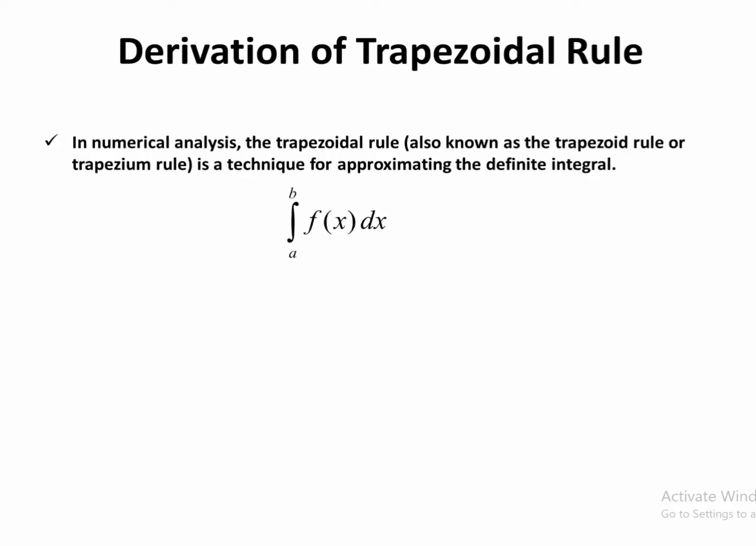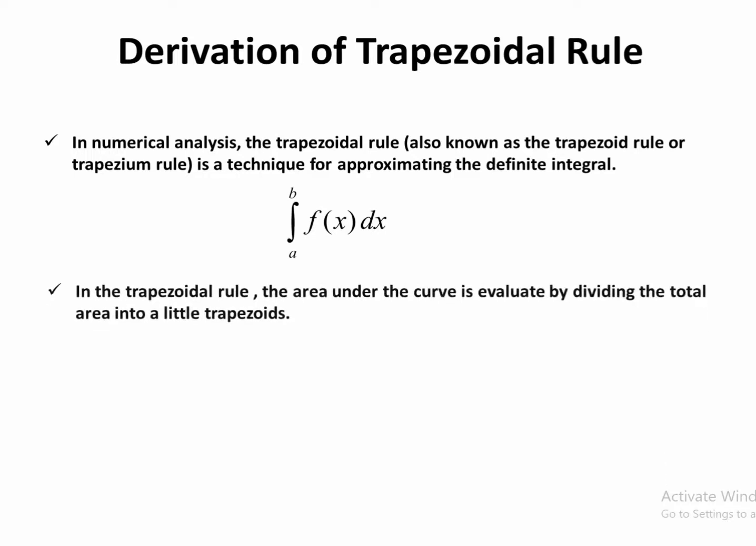Today we will discuss how to derive the trapezoidal rule equation. For the derivation of the equation, as we know, the trapezoidal rule is part of a numerical technique in which the function f of x, which is defined in the boundary or limit a to b as we show in here, has its approximate solution found by the trapezoidal rule.